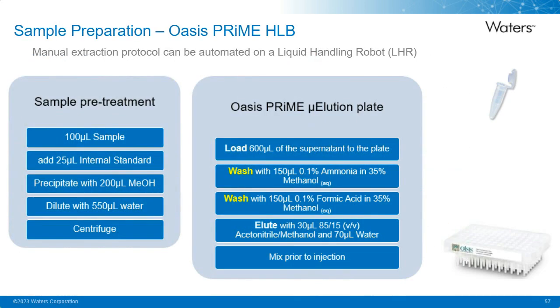Here is the method that we use. The sample pretreatment is fairly similar, where we are precipitating with methanol and diluting with water. However, in this case, using the Oasis Prime microelution plate, we do it a little differently. Some of it's the same, we just load the supernatant onto the plate. But then there's two wash steps, one with a little bit of ammonia and one with a little bit of formic acid.